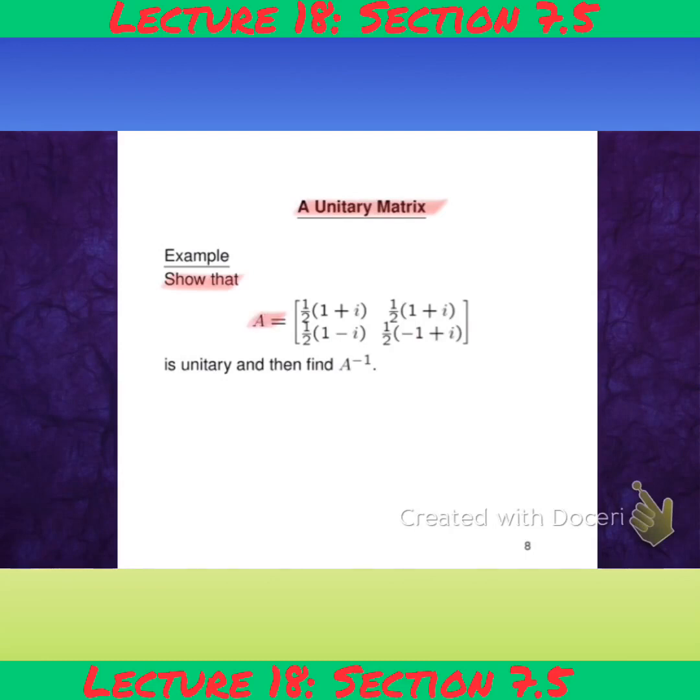Just a quick application: show that this matrix A is unitary and find its inverse. Okay, so we can apply the previous theorem. We know all those conditions are equivalent. So to check whether a matrix is unitary, one way we can do that is by using property 4. All we need to do is show that the column vectors each have norm 1 and are pairwise orthogonal.